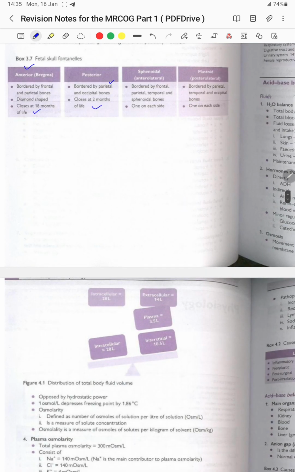So this concludes our chapter number 3, which is anatomy.